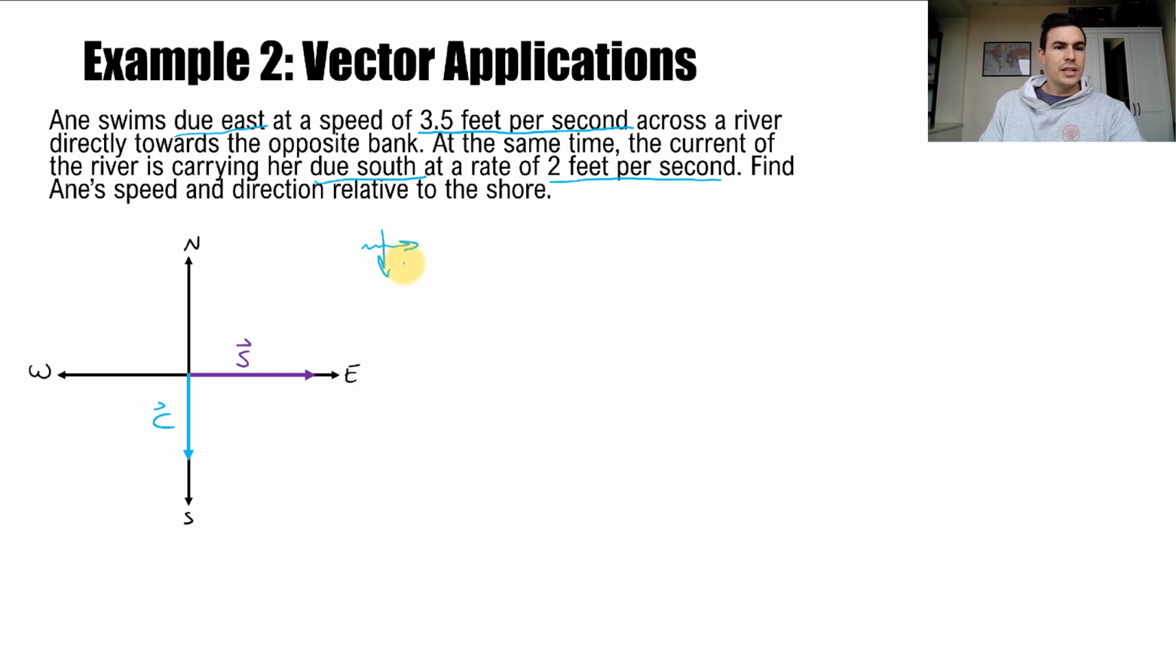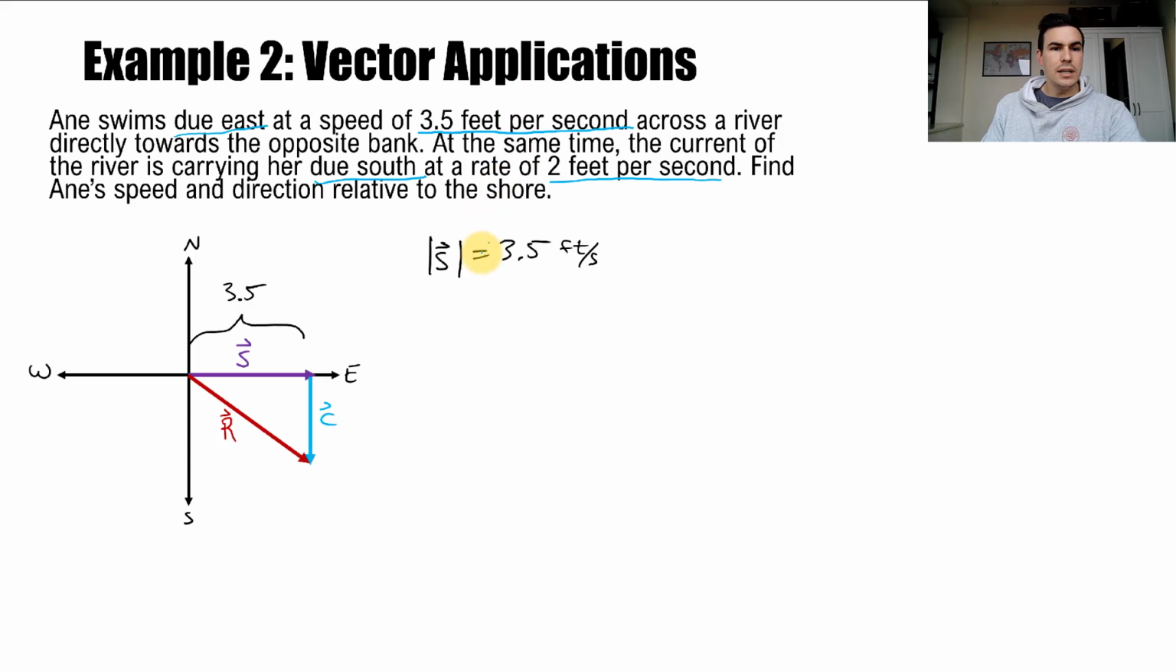All right, so we just need to go tip to tail here. We're going to add these to figure out what her speed and direction relative to the shore is. So I'm just going to move this vector C over to the tip of vector S, and our resultant vector looks like this.